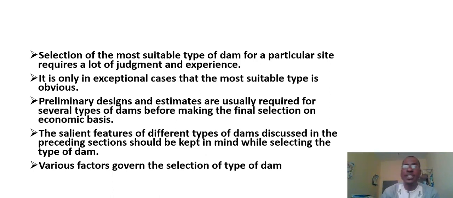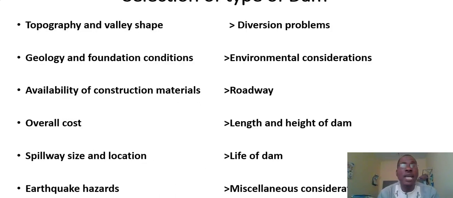It's an exceptional case that the most suitable type is obvious. Various factors govern the selection of the type of dam: topography, valley shape, diversion problems, geology, foundation, availability of construction material, overall cost, length and height of the dam, roadway, life of the dam, spillway size and location, earthquake, and miscellaneous considerations. These and so on are considered in developing the design.